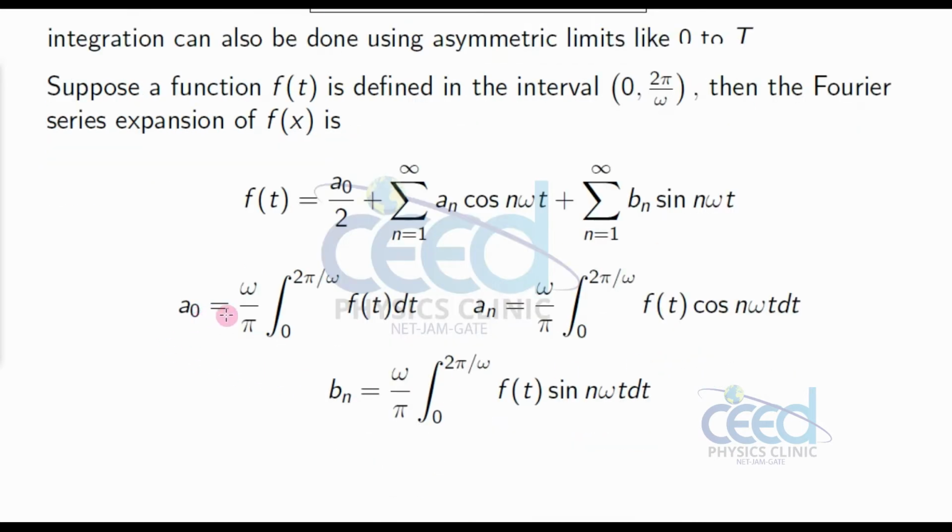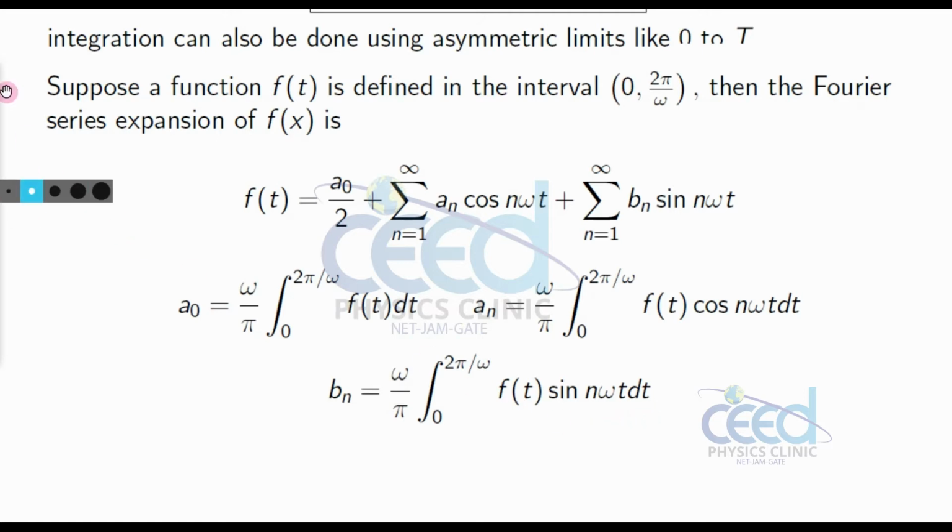Now here a0 is equal to omega by pi integral 0 to 2 pi by omega f of t dt, and an is equal to omega by pi integral 0 to 2 pi by omega f of t cos n omega t dt, and bn is equal to omega by pi integral 0 to 2 pi by omega f of t sin n omega t dt.